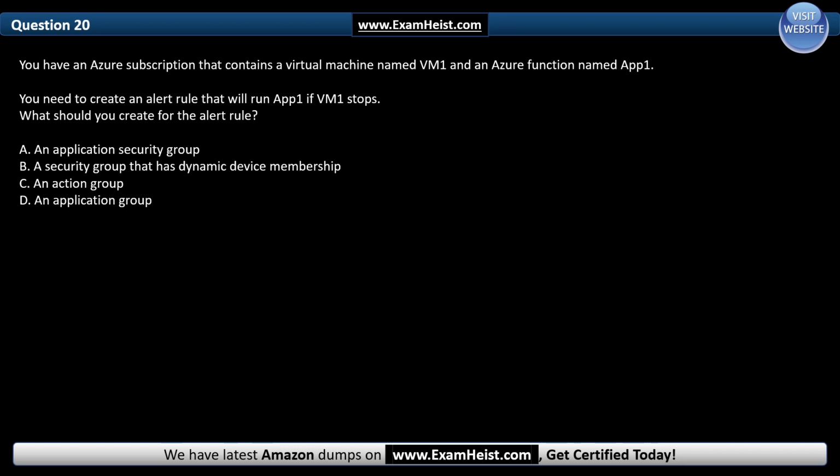Question 20. You have an Azure subscription that contains a virtual machine named VM1 and an Azure function named app1. You need to create an alert that will run app1 if VM1 stops. What should you create for the alert rule? The correct option is C, an action group.